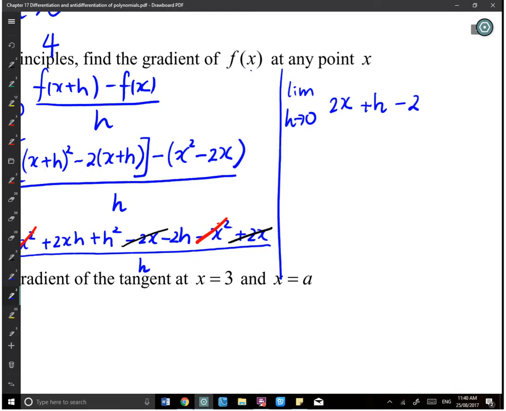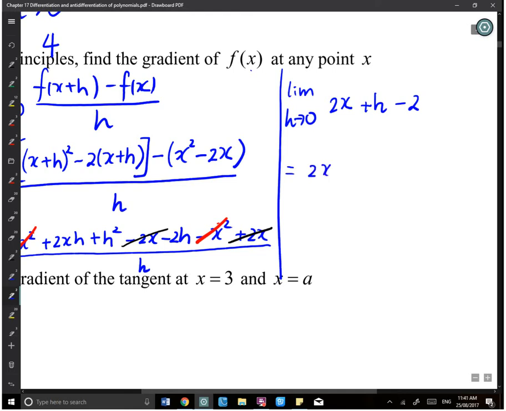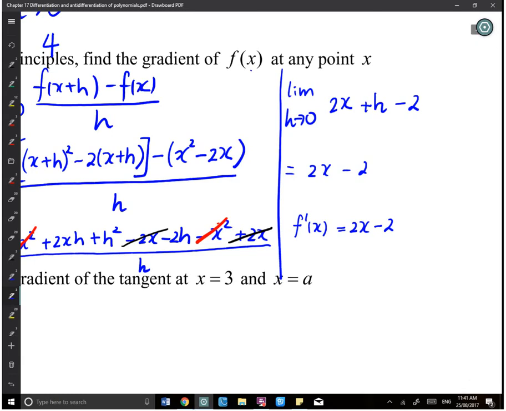Then you can sub h equals 0 now. There's no denominator, so what I have is 2x minus 2. So f dash x equals 2x minus 2. Now you can sub 3 in. F dash 3 is 2 times 3 minus 2, which is 4. It's exactly the same as what was given to you at the beginning.